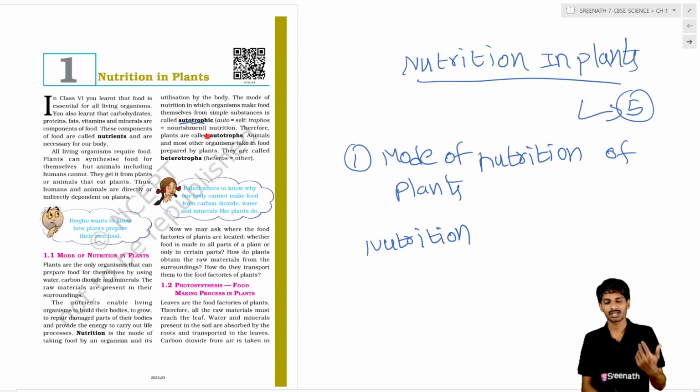The mode of taking nutrients by preparing them themselves is called autotrophic nutrition, and the plants or organisms which prepare food by themselves are called autotrophs. What are heterotrophs? The plants or organisms which depend on other plants for food are called heterotrophs. That is the first topic.